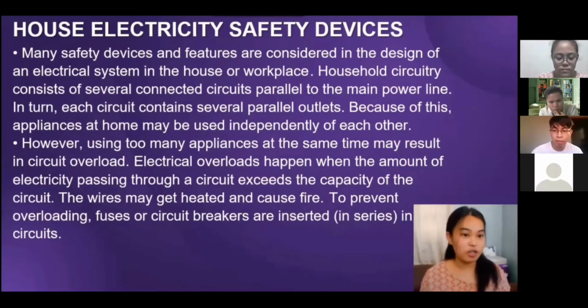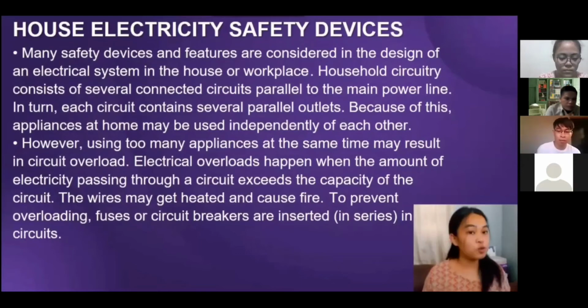However, using too many appliances at the same time may result in circuit overload. Electrical overloads happen when the amount of electricity passing through a circuit exceeds the capacity of the circuit. The wires may get heated and it may cause fires.